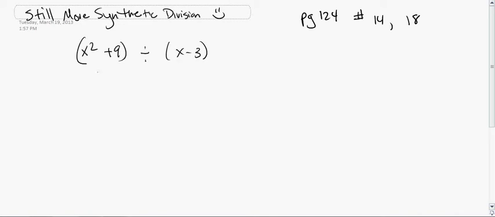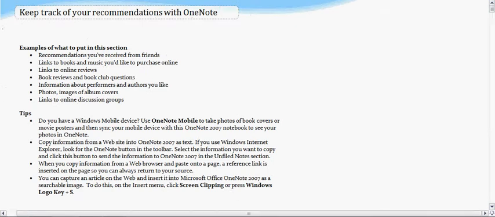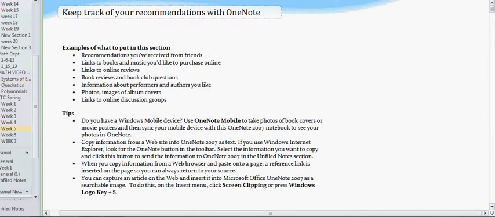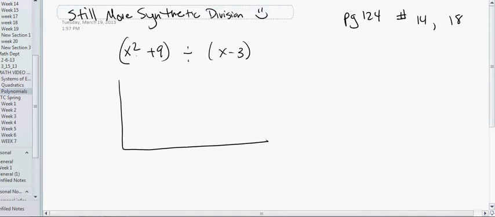First thing I'm going to do with all of these synthetic problems is to write the coefficients inside the box. So the coefficient of my x squared, whoops, where'd my paper go here? The wrong spot. There we go. The coefficient of my x squared term is 1. I need to have a placeholder. I don't have any linear term in my original problem, right? There's no x, so I'm going to write a 0 under my x. And then my plain number, my constant, is 9.